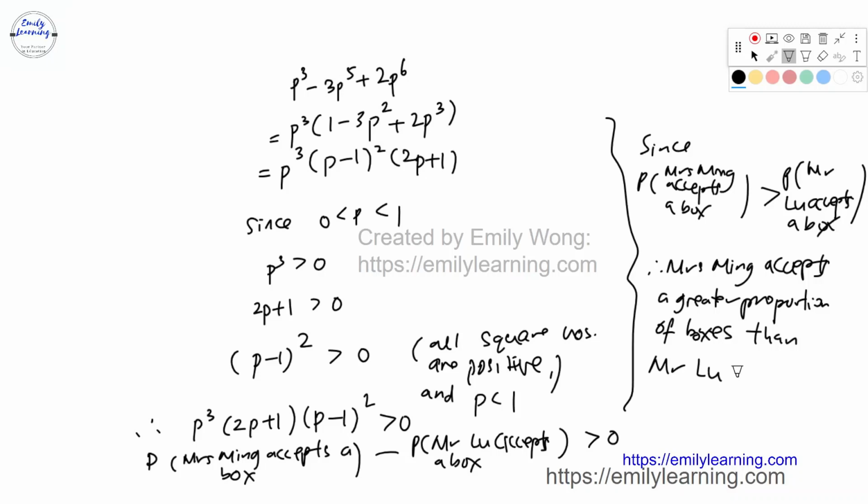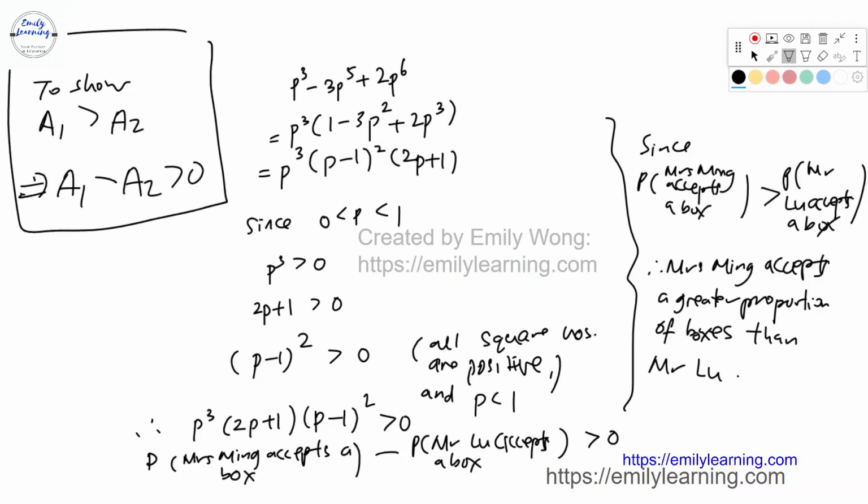To show that something is greater, you can take A minus B. To show that A is bigger than B, you take A minus B, it is more than 0. If A1 is greater than A2, then you will take A1 minus A2 and show that it is greater than 0. And that is what we use for this question here.